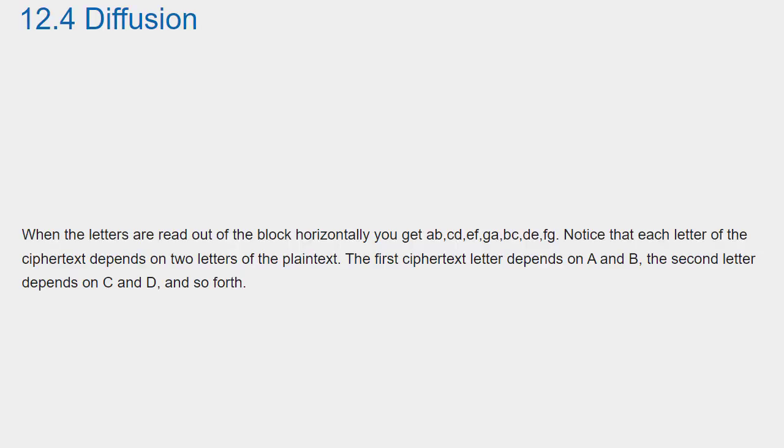I have left off the subscripts because it does not matter here which digit is first and which digit is second. The block will then be... When the letters are read out of the block horizontally, you get AB, CD, EF, GA, BC, DE, FG. Notice that each letter of the ciphertext depends on two letters of the plain text. The first ciphertext letter depends on A and B. The second letter depends on C and D, and so forth.